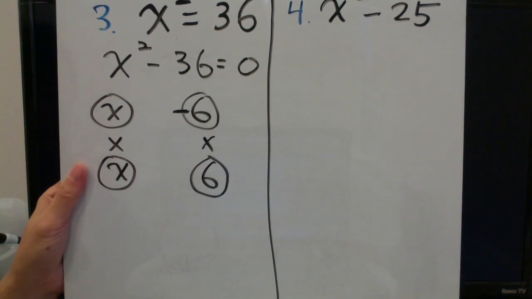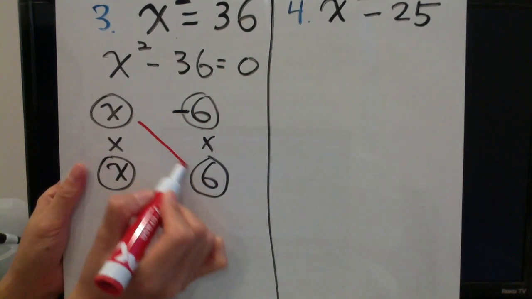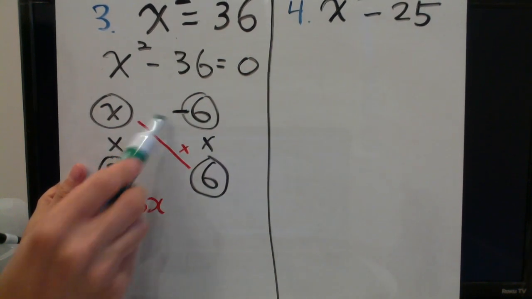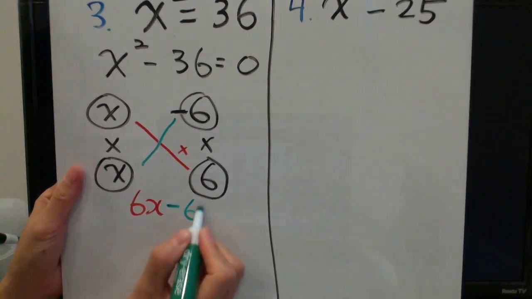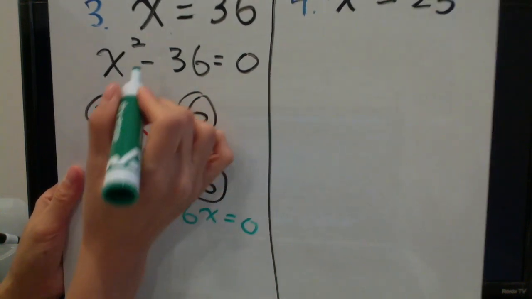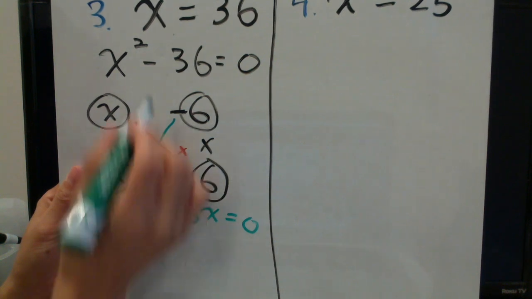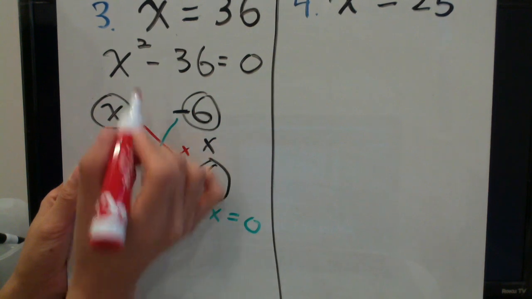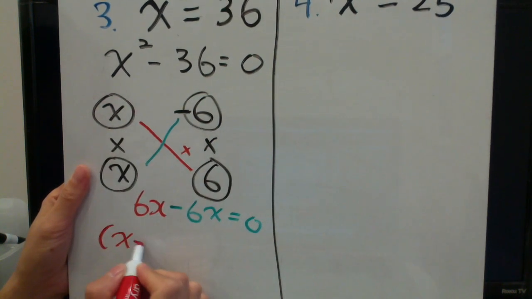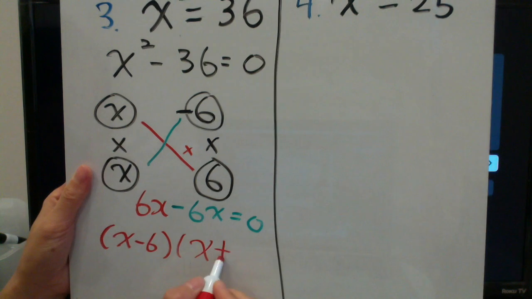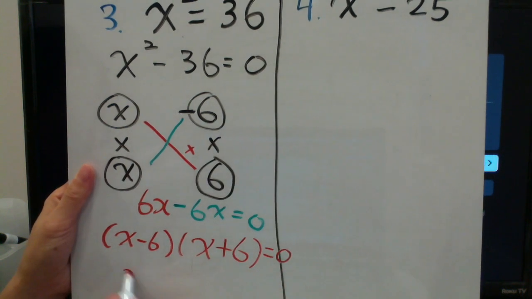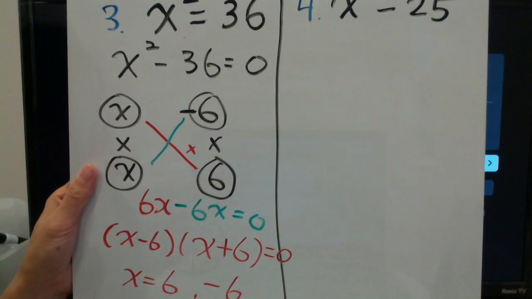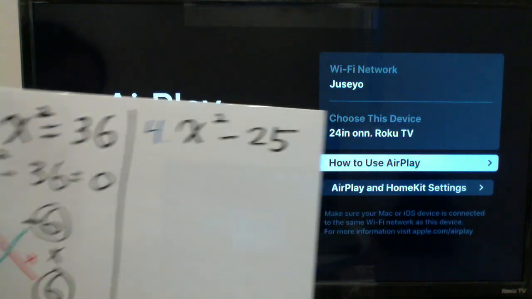So 6x times negative 6x is 0, right? So actually you don't have a middle term. So how do you write this when you write it? So x minus 6, x plus 6 is 0. So x is 6 or negative 6. That's the answer. So let's look at the right side one.